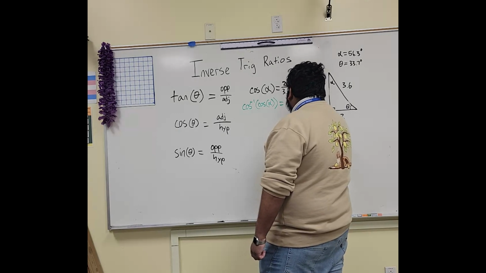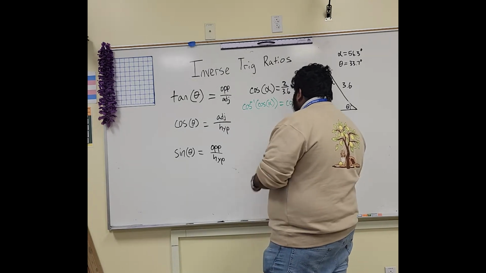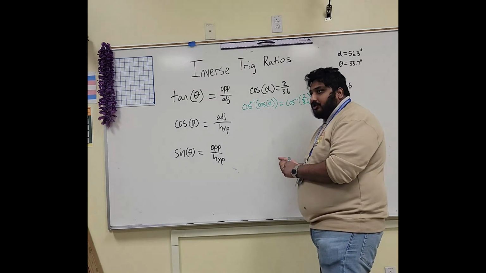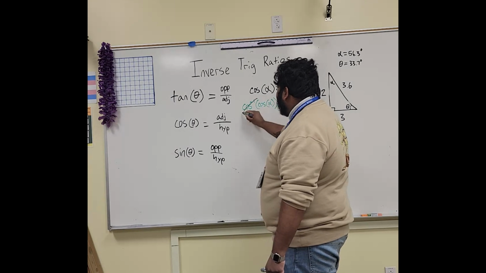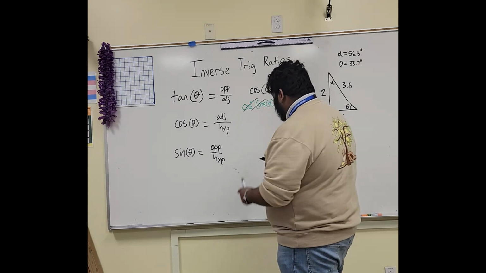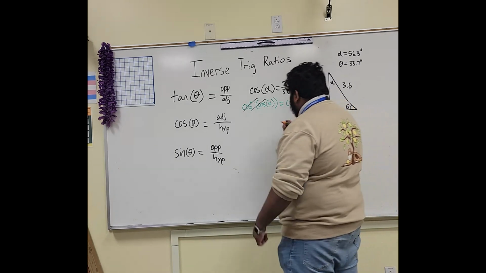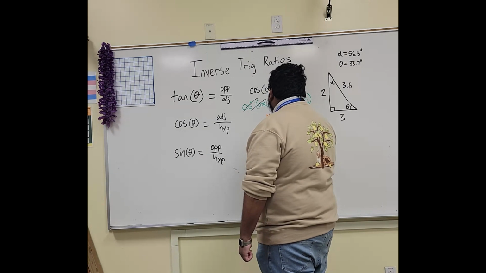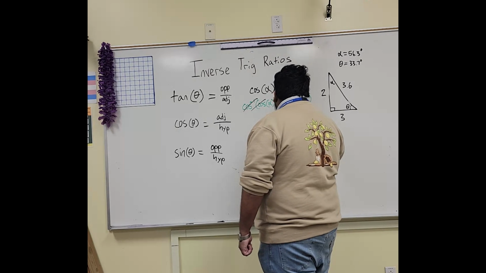Inverse cosine of 2 over 3.6, right? And just like tangent and inverse tangent, inverse cosine and cosine are going to cancel out. That's going to leave us with alpha being equal to inverse cosine of 2 over 3.6.